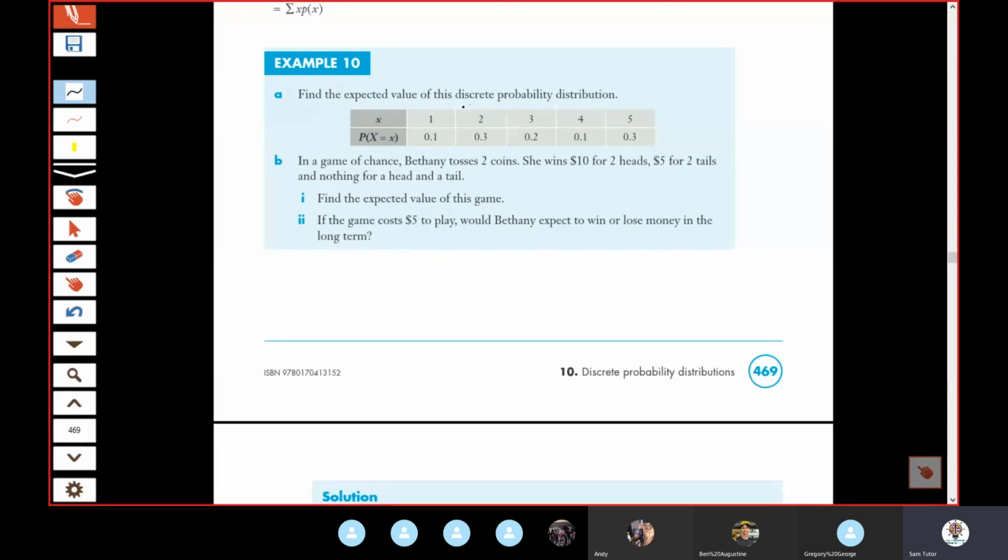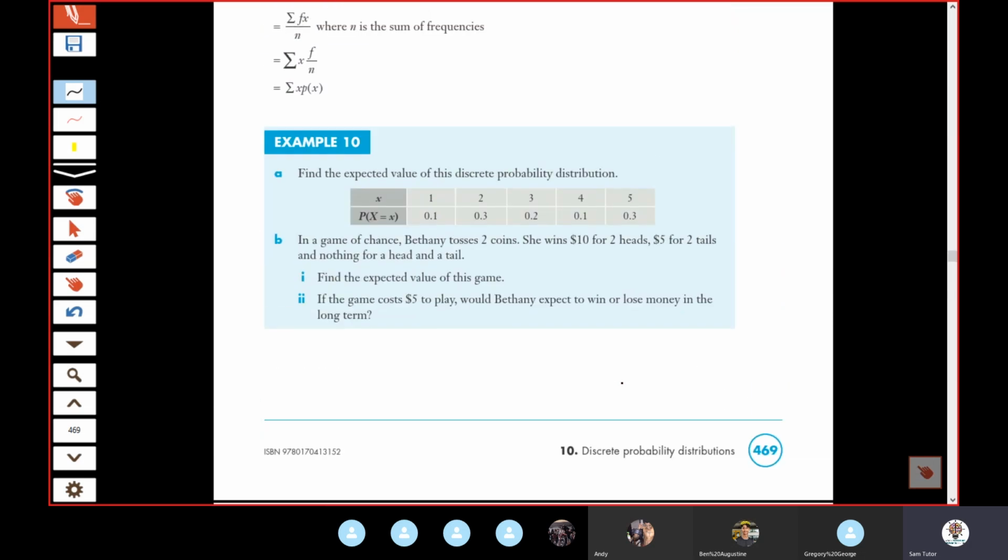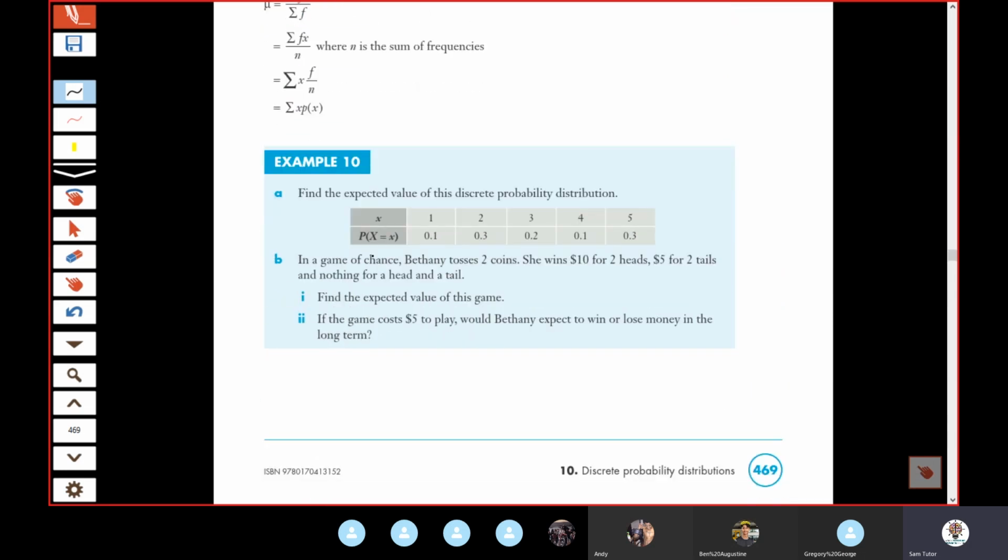Find the expected value of this discrete probability distribution. Okay, the expected value would just be this multiplied by this, plus this multiplied by this, plus this multiplied by this, plus this one. And there it is. 1 times 0.1 plus 2 times 0.3 plus 3 times 0.2 plus 4 times this plus 5 times this. Any questions there?